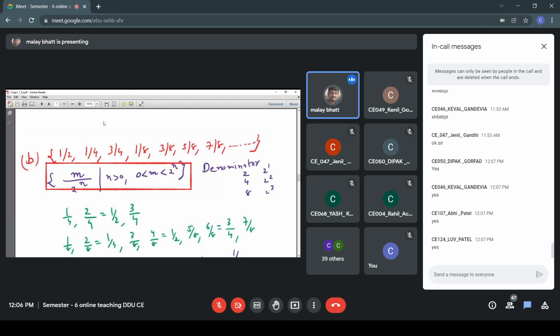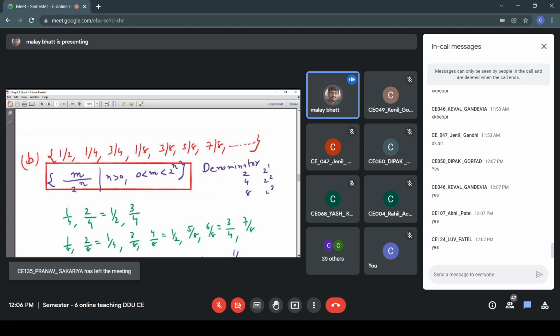So now you need to check that when n is equal to 1, only one value is possible for m, because when n is 1, it is 2 raised to 1, which is 2. So the equation will be 0 is less than m less than 2. So m will be only 1. So you will get the first term 1 upon 2. It is clear? You will get the first term as 1 upon 2.